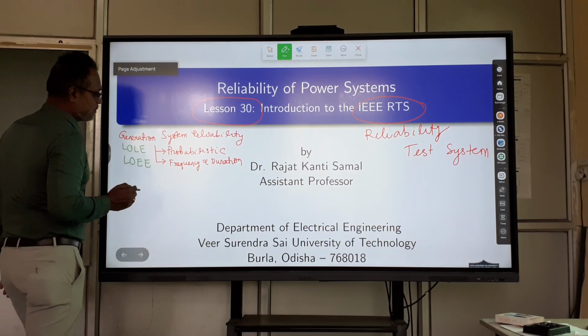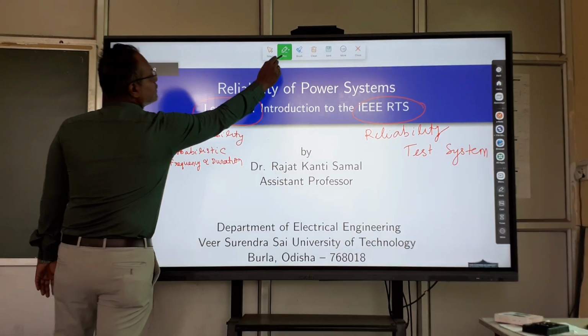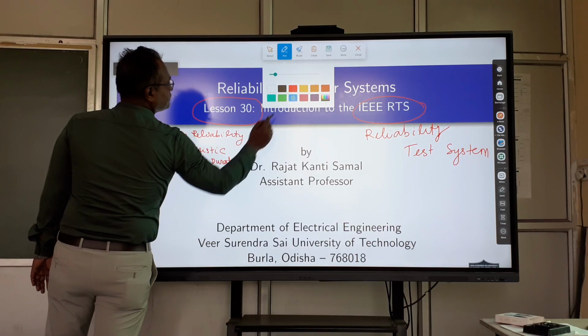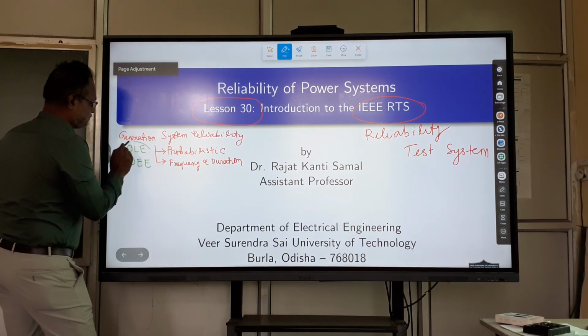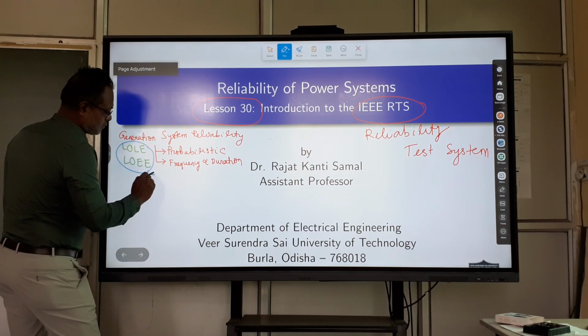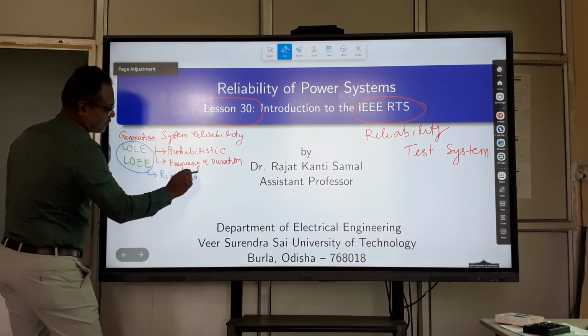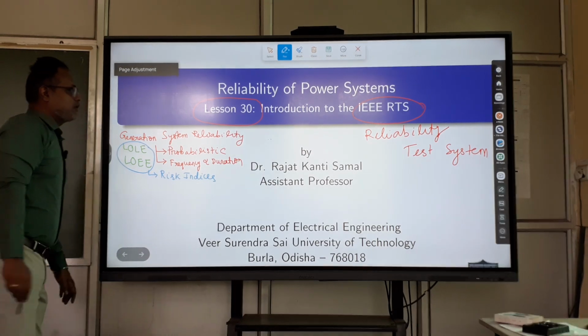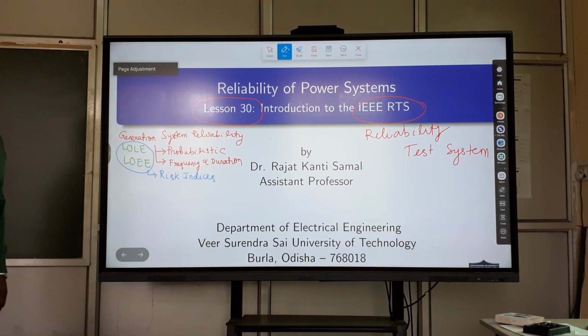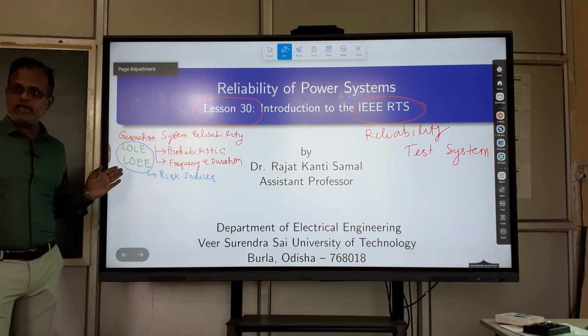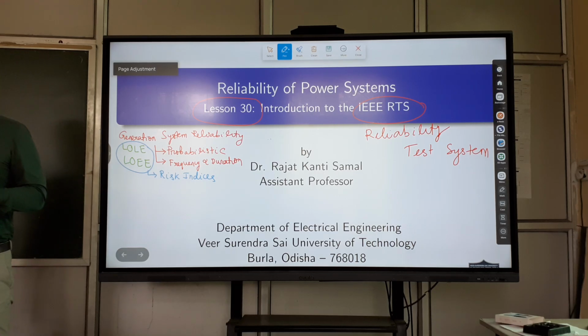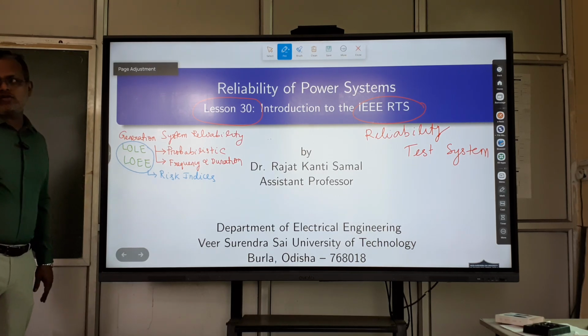So what are these called? These are the risk indices. So generation capacity reliability evaluation is the foundation of reliability evaluation. So you are going to frequently see these two terms, LOLE, LOLE, in every paper or anything. So this can be extended to microgrids also.